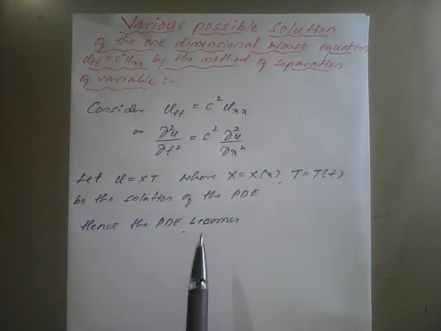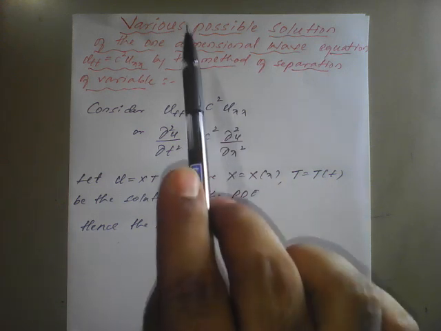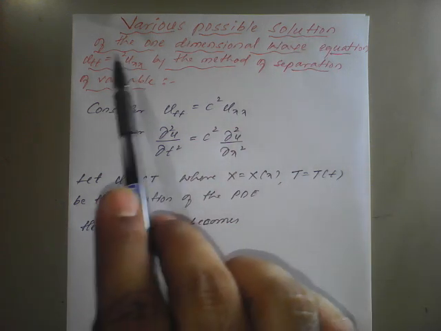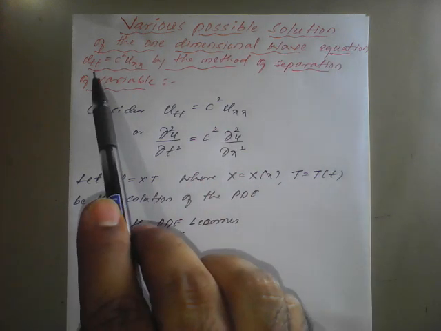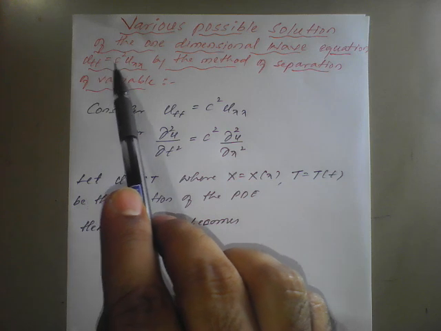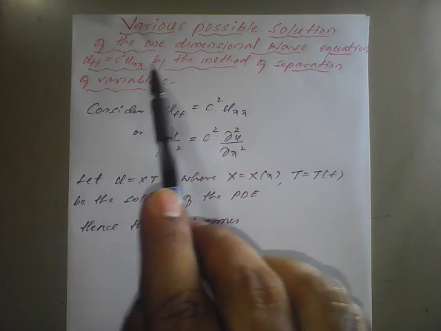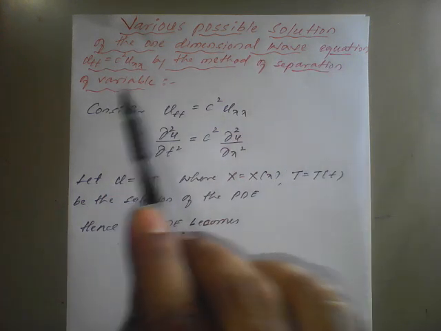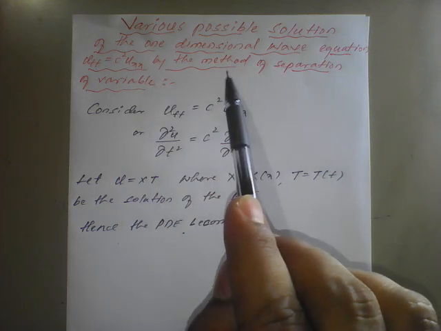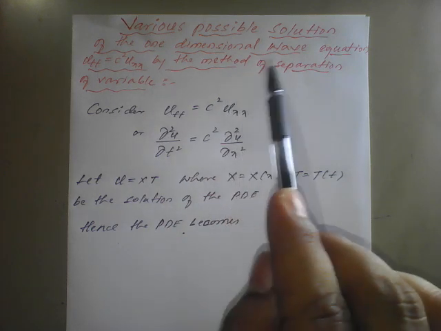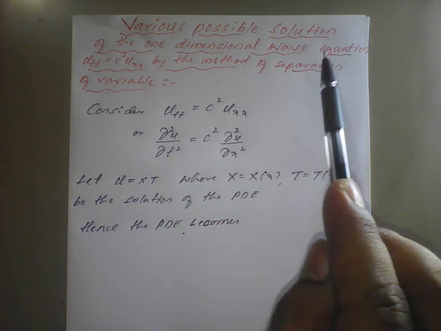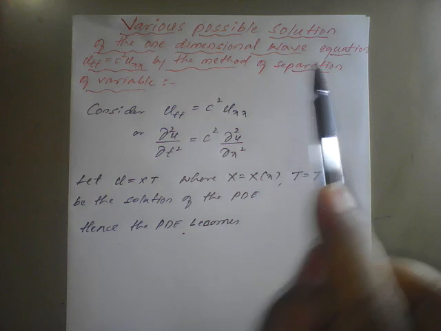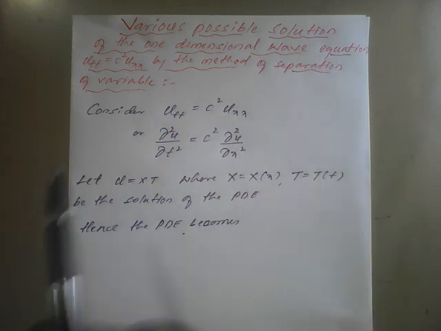Good morning, dear students. The next topic is the various possible solutions of the one-dimensional wave equation, that is u_tt equal to c square u_xx, by the method of separation of variables. In the previous class we have seen various possible solutions of the heat equation. So now we'll see what will happen to the wave equation.